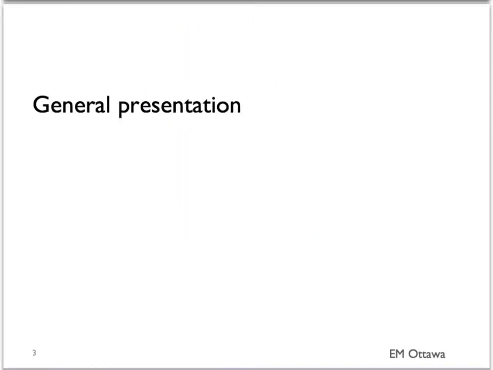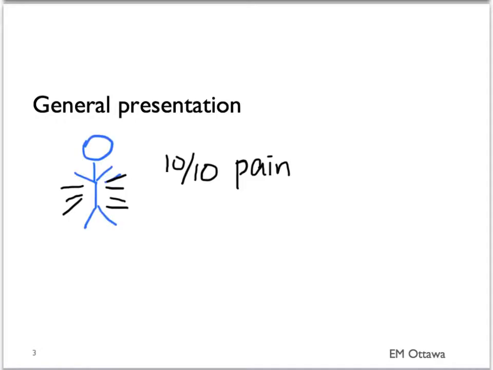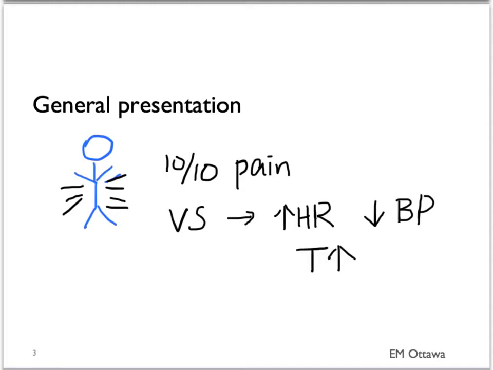We'll first talk about the presentation of the patient in a general sense, and then we'll move on to each specific cause. In general, the presentation will be abrupt and severe pain. In terms of the vital signs, patients can be tachycardic, and depending on their course of illness, might be hypotensive. They might have a fever.